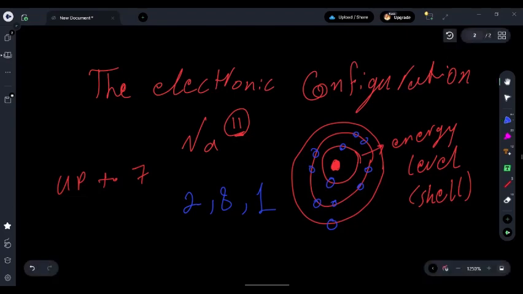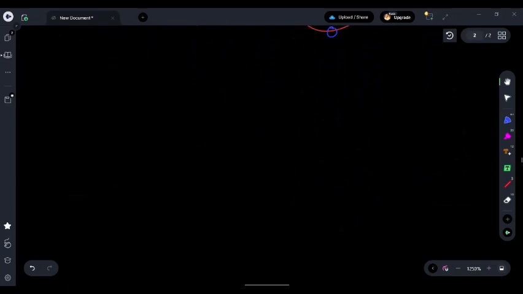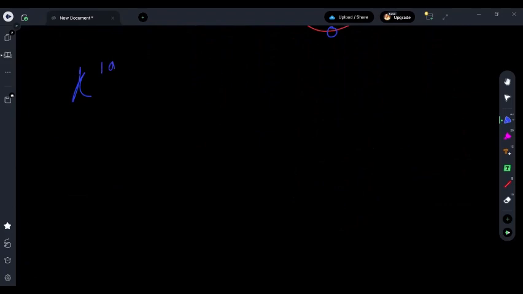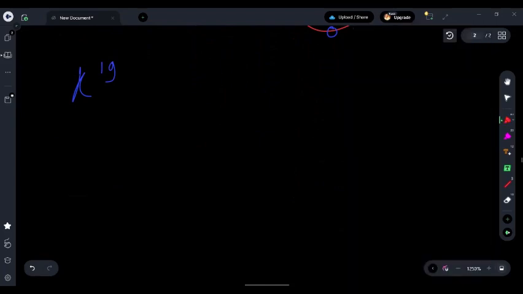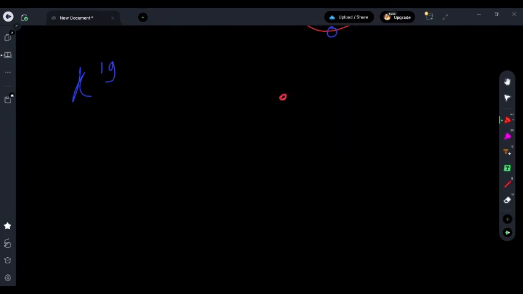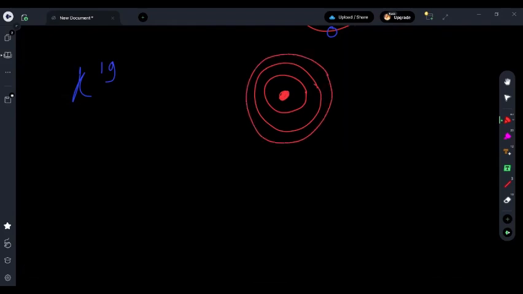Now let's take another example. If we have, for example, potassium, potassium has atomic number 19. How can we distribute the 19 electrons of the potassium atom inside the atom? We just draw the atom like that, as you see. Around the nucleus, there are the shells, as you see.